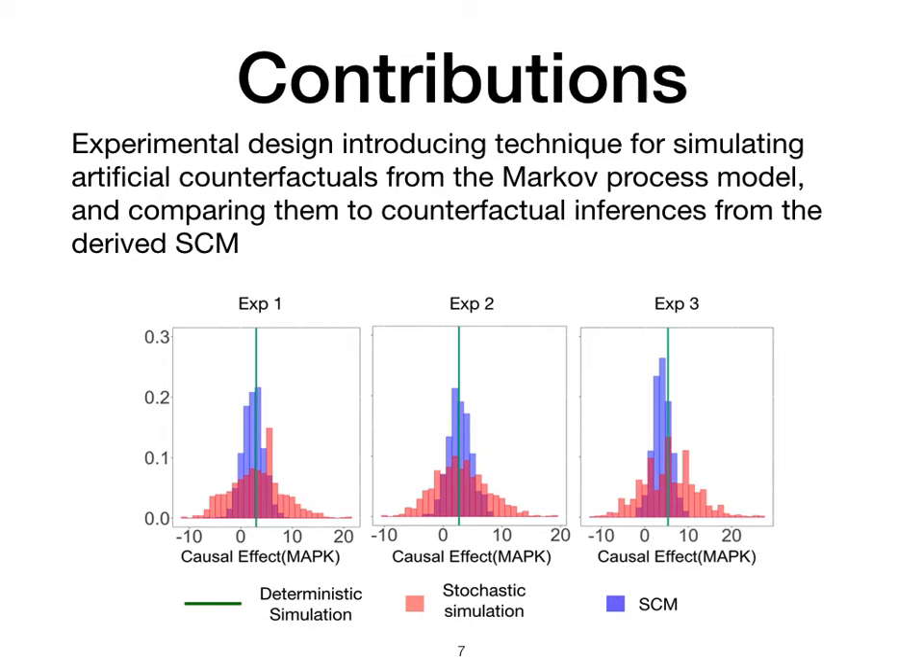This figure illustrates histograms of causal effects for the MAPK signaling pathway model. The SCM's distribution has less variance. This is due to the fact that the SCM's model of intervention uses do-calculus-style ideal interventions. This model of intervention has less variation than the more typical way of modeling interventions with a Markov process model.